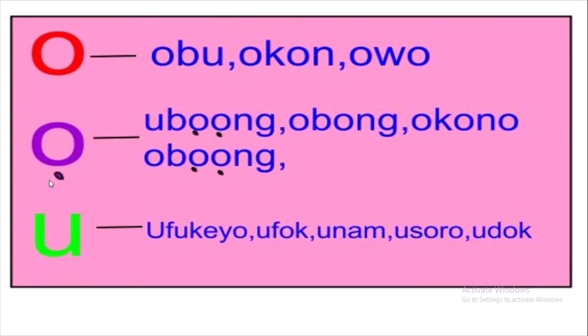The next one is the O sound, which has O and a dot under it. Then we have words that are applicable to it. We have Ubong. If you see that this Ubong has the O sound in the middle of the word, Ubong.